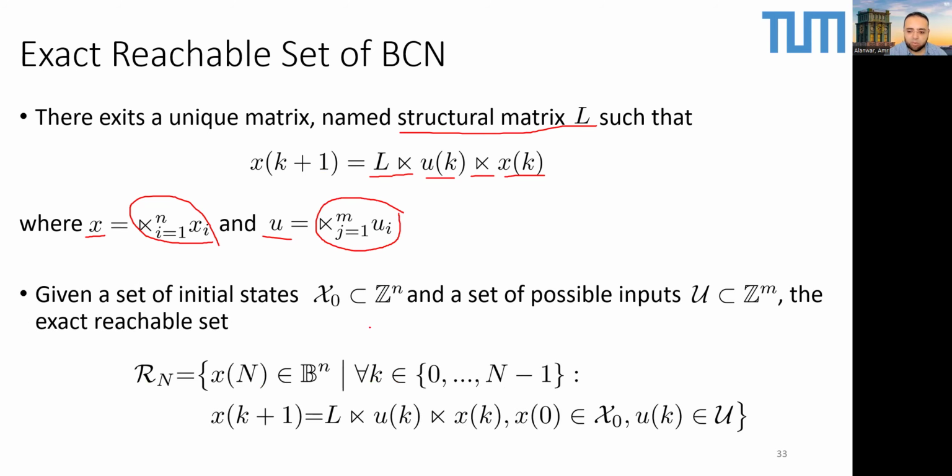So if you would like to do reachability analysis, you can take all the possible U's and all the possible X's with the structure matrix. However, building the structure matrix for a high-dimensional Boolean function is not an easy task, and it needs a lot of computation and techniques.